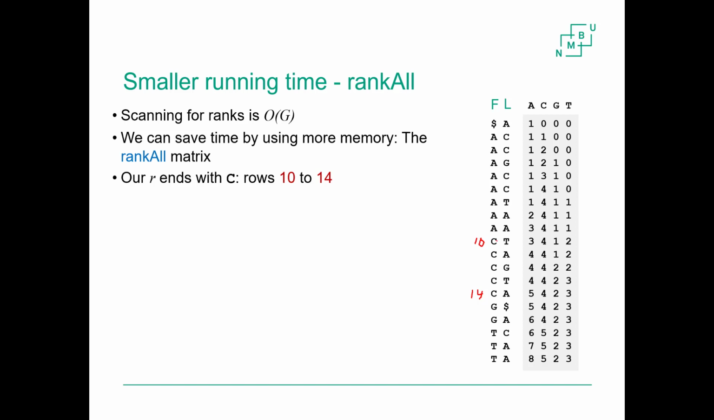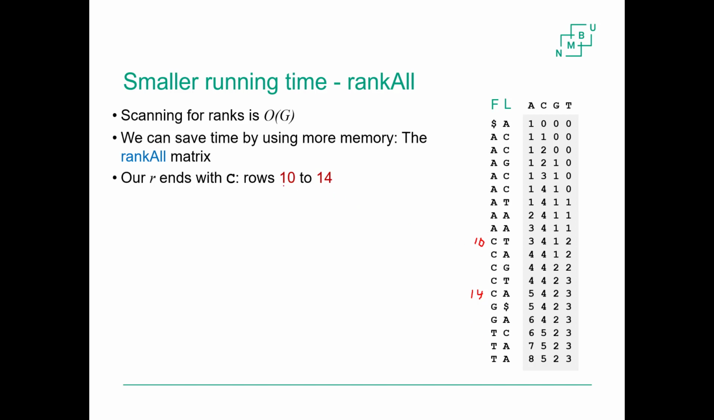And if I know how many C's I have, then I know that the last C will be in 9 plus the number of C's, which is 14. So you don't really need to store this F column. Can you see that? You only need to store how many times do I see a dollar? It's always once. How many times do I see an A? How many times do I see C's, G's, and T's in our reference? 4 integers. That's all you need.